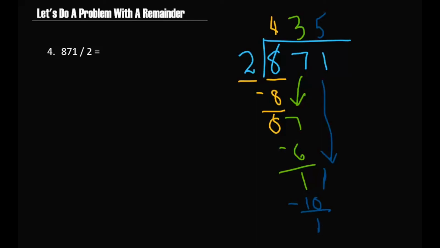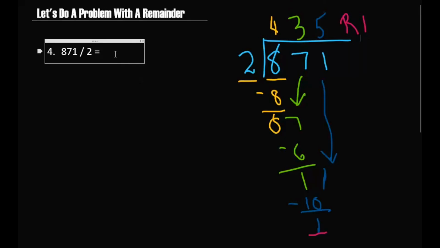1 cannot be divided by 2 because 1 is smaller than 2. So we cannot divide any further. So 1 is our remainder. So we're just going to write an R up here. And we're going to write a 1 next to it. So our answer is 435 with a remainder 1. We're going to type that in. 435 with a remainder 1. Let's go to the next question.